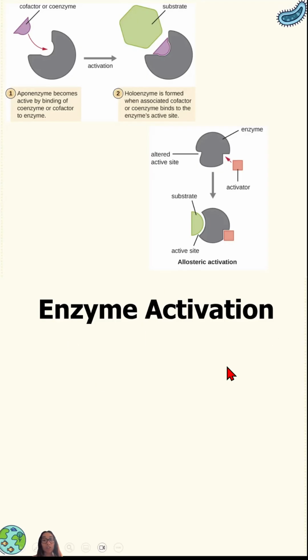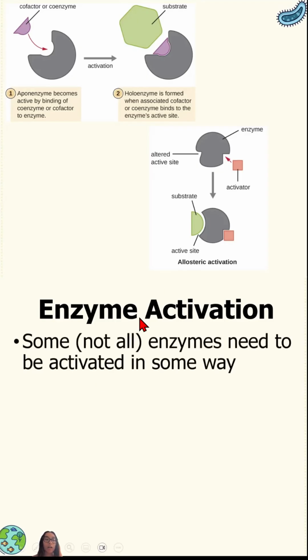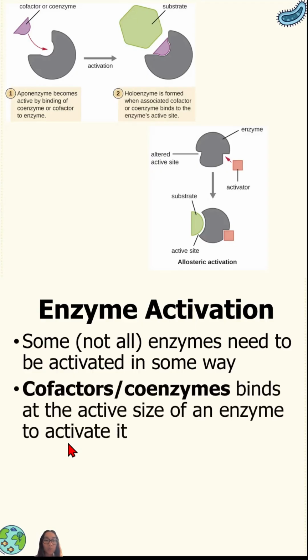So enzyme activation is turning an enzyme on. Not all enzymes, by the way, can be activated. Some enzymes are just always on, but many enzymes have to be turned on. And so we call this activation. And one way to activate an enzyme is to have a cofactor or coenzyme. So a smaller molecule that binds to the active site of the enzyme. And together, they're going to do the chemical reaction.